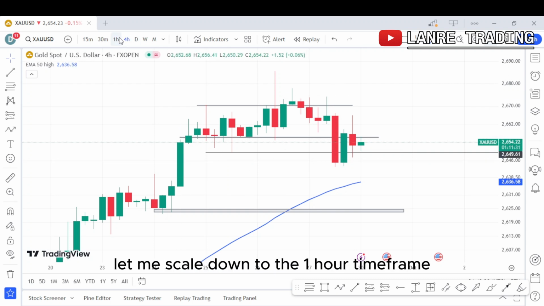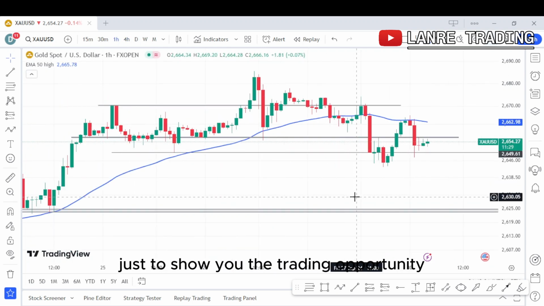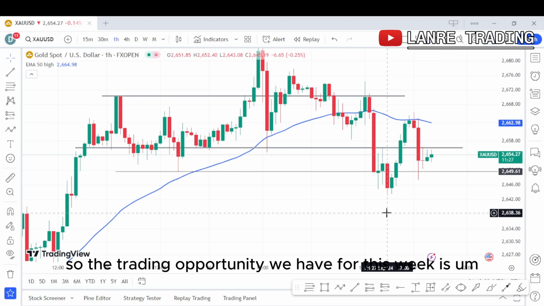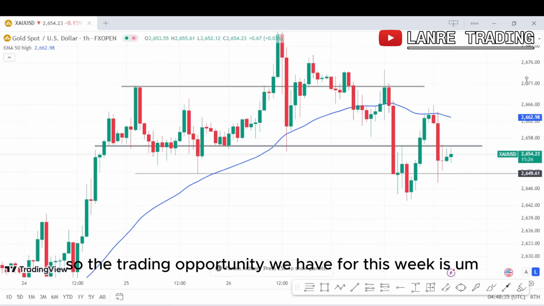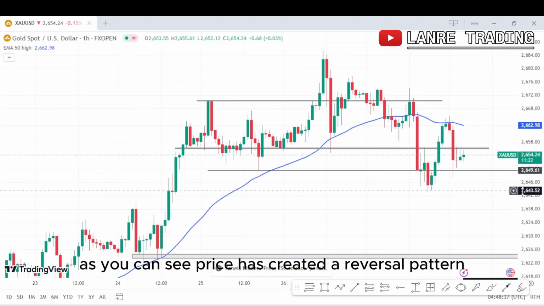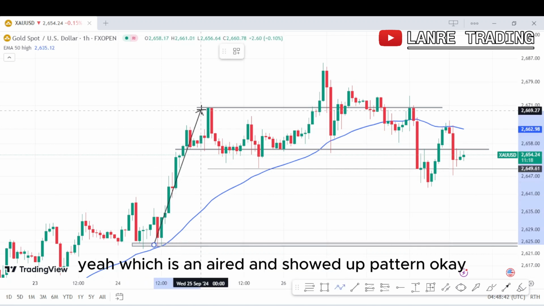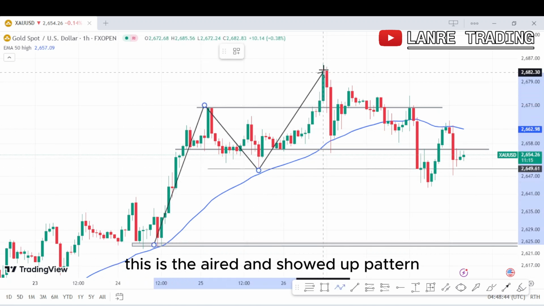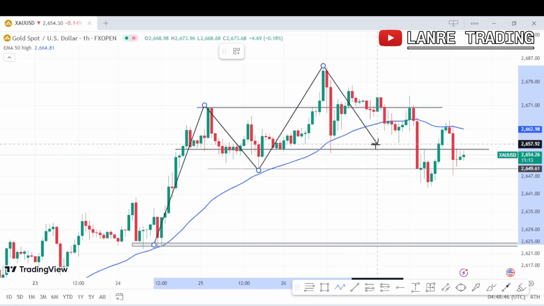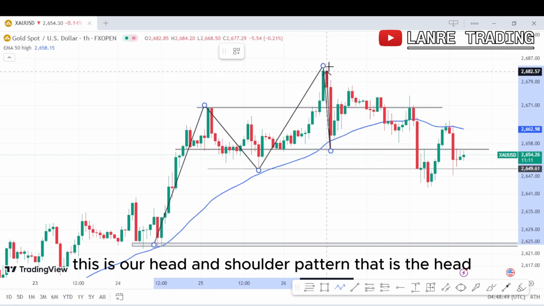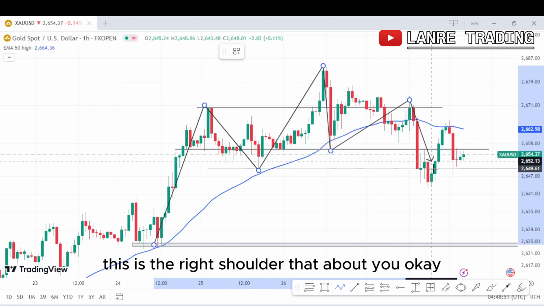Let me scale down to the 1 hour time frame just to show you the trading opportunity we have for this week. As we can see, price has created a reversal pattern here, which is a head and shoulders pattern. This is the head, and this is the right shoulder right about here.